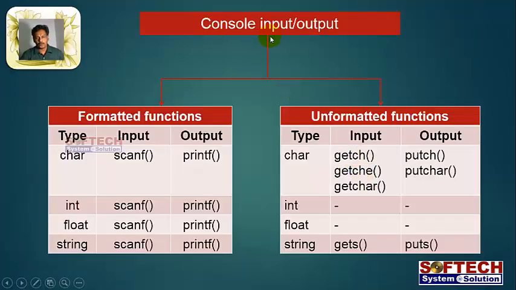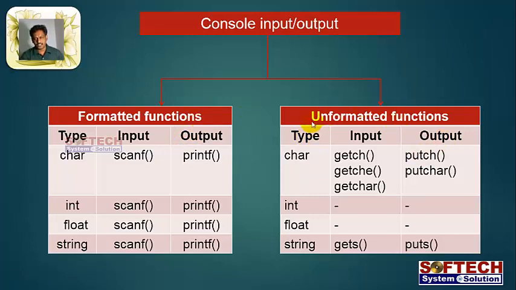The console input output statements consist of two types. One is formatted functions. The second one is unformatted functions. By using formatted functions, we can get input and give output of all types of data, that is integer, float, double, character, string. That is formatted function. It deals with all kinds of data types.